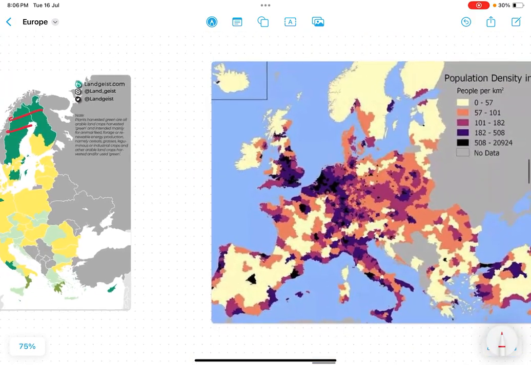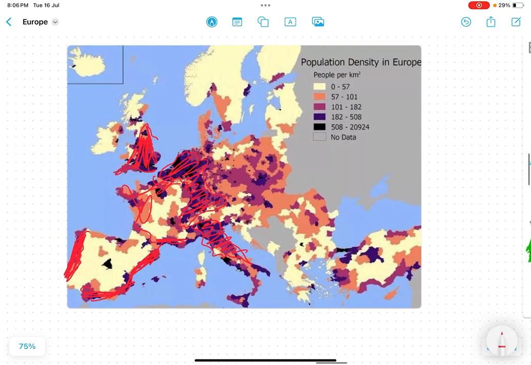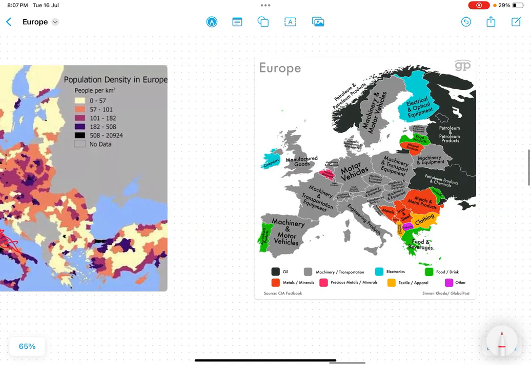So the next map is the population density. As you can see, this region of Germany is very heavily dense. Italy is also very heavily dense, and on the coastal regions, this is Portugal, and the coastal areas of Spain and France are also dense. England is also high density, right?